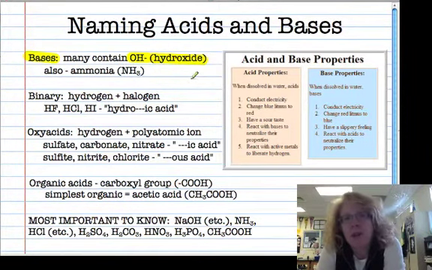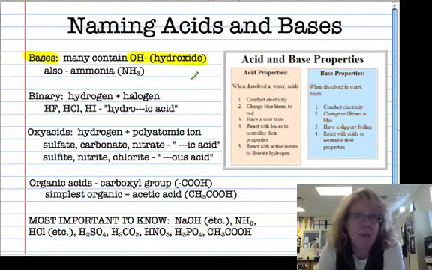The other one that I need you to know, however, is a base, is the one known as ammonia, which is NH3. Not ammonium, which is NH4 plus, it's an ion. Ammonia is a molecule, so keep that in mind. Those are your common bases.